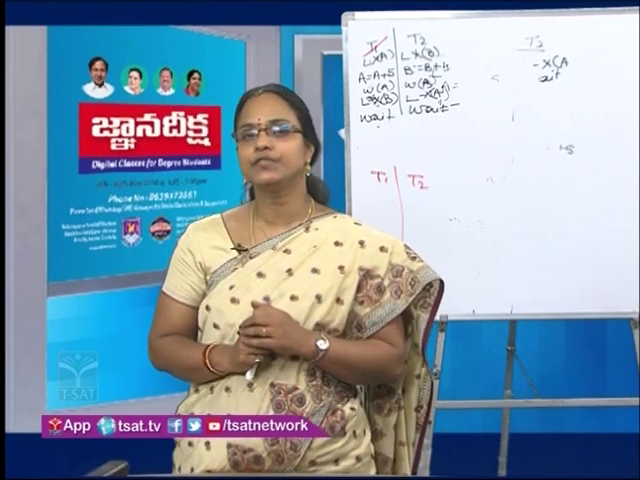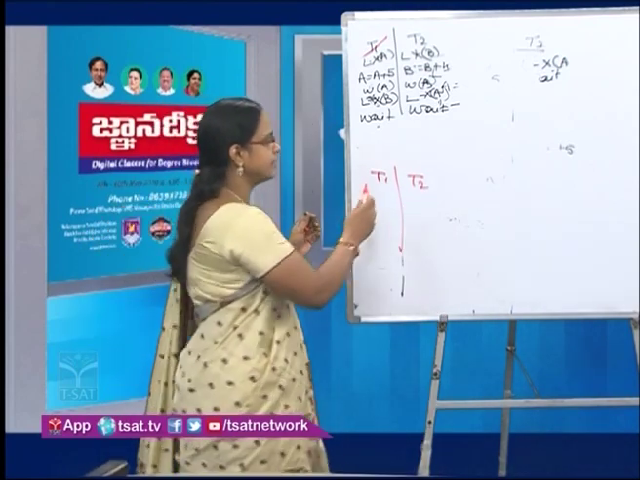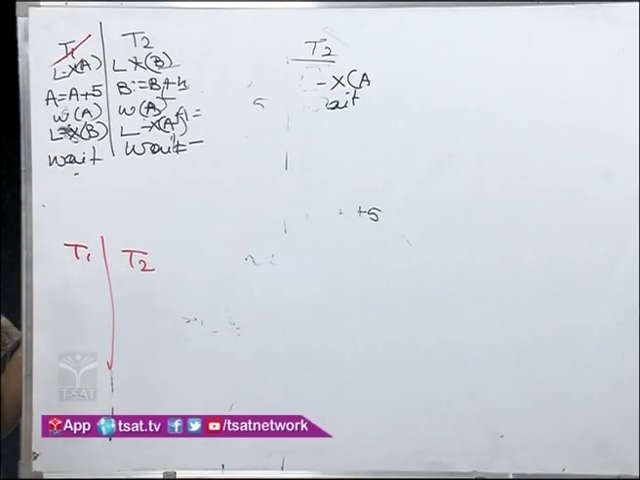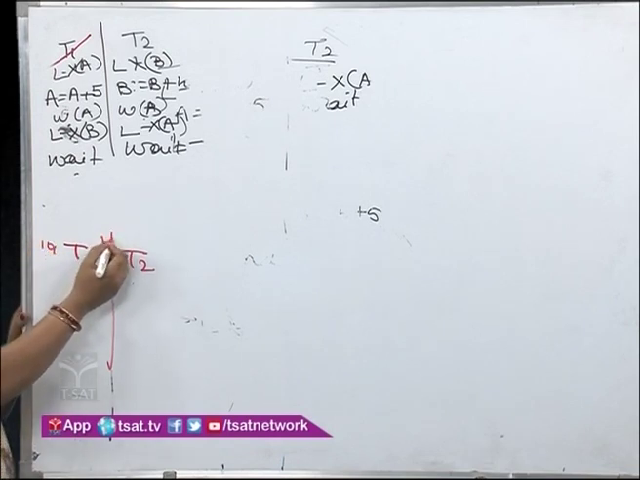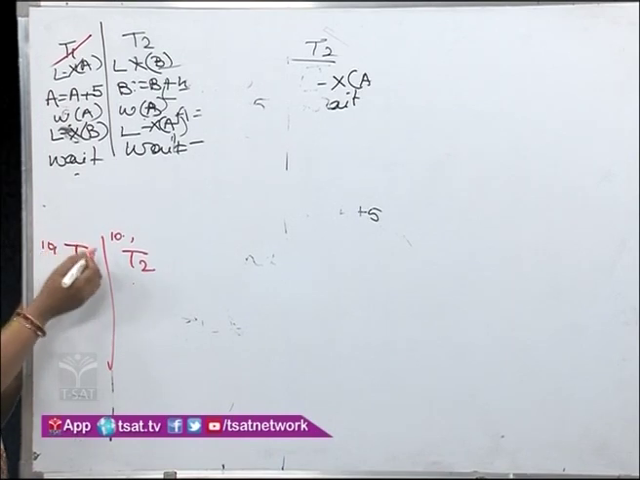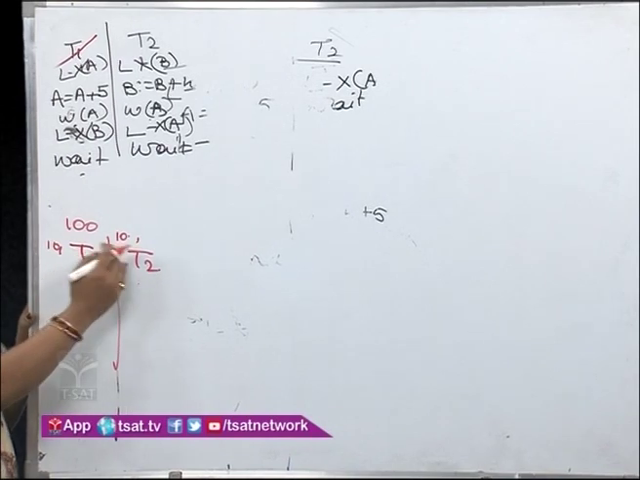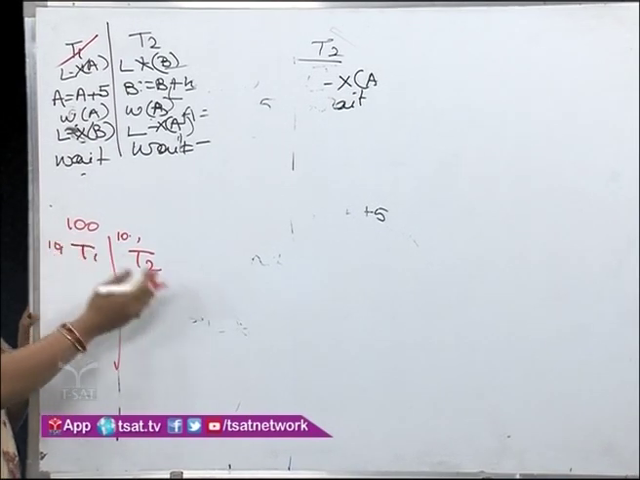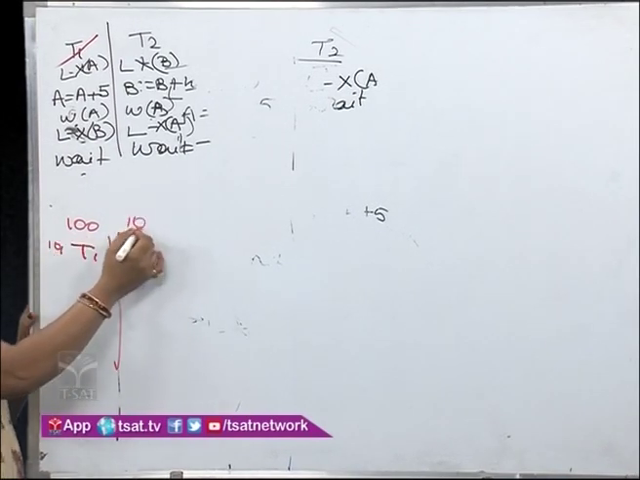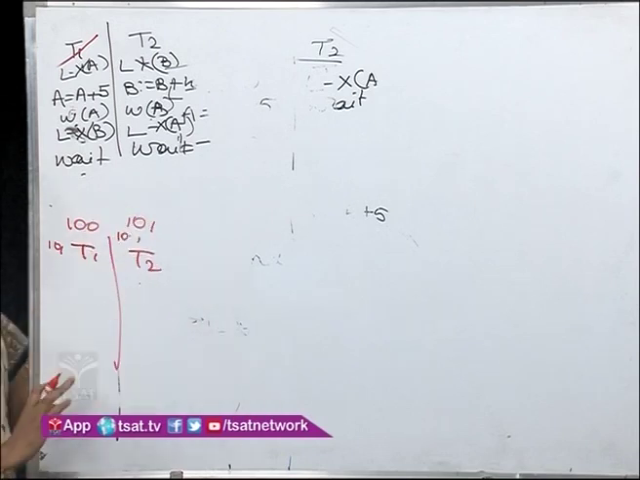So what are these? In wait-die, each and every transaction, when it begins, will be given a timestamp. Let's suppose the T1 transaction has started at 10 o'clock, and T2 started a minute later. So T1 is the older transaction. The older transaction will be given a timestamp, let's suppose 100. The new transaction, which has started later than T1, is given the next timestamp, 101, like that.